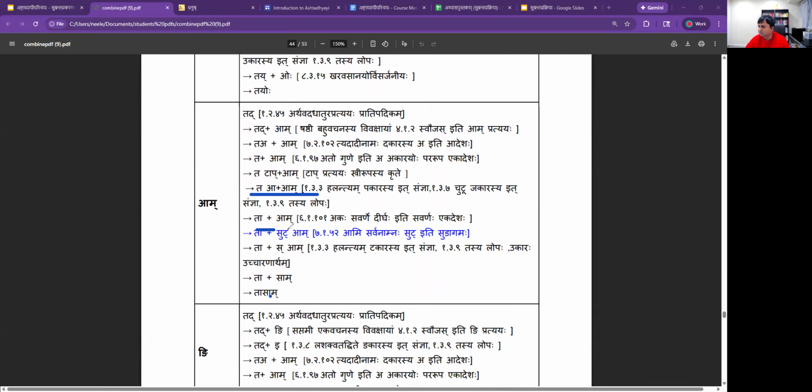Now here we have ami sarvanamnah sut. Atra sut iti agamah bhavati. Tatra ita संज्ञा लोपे कृते स अवशिष्यते वर्णमेलनं कृत्वा तासाम् इति रूपं भवति. Correct, very good. I just want to give an observation. I am not asking you any questions.